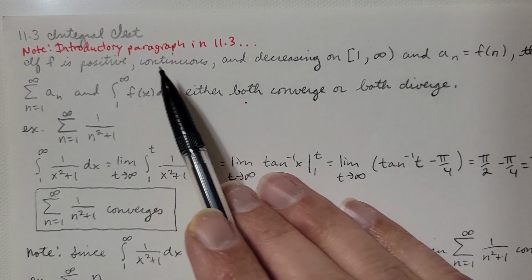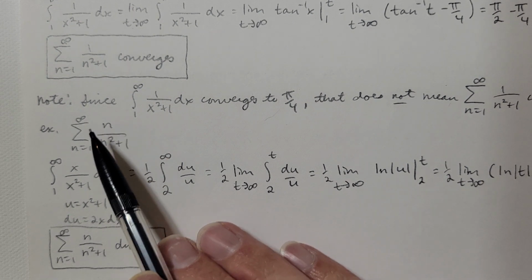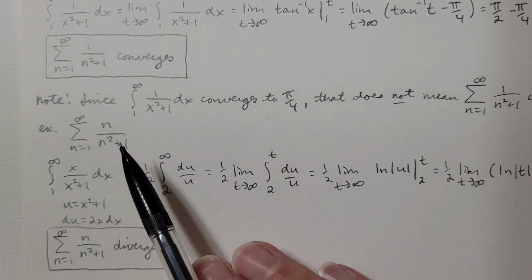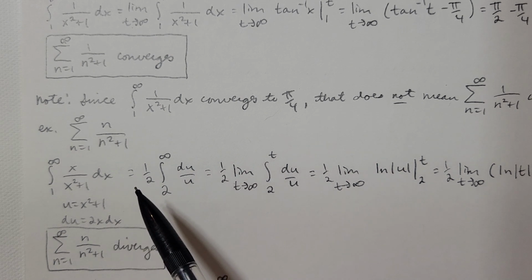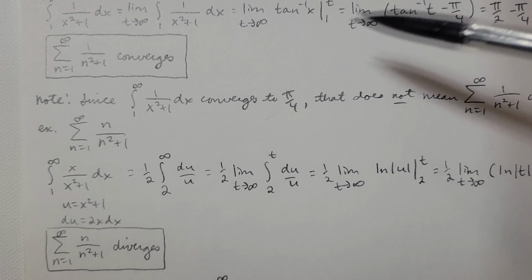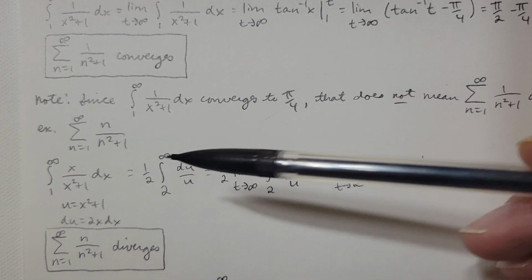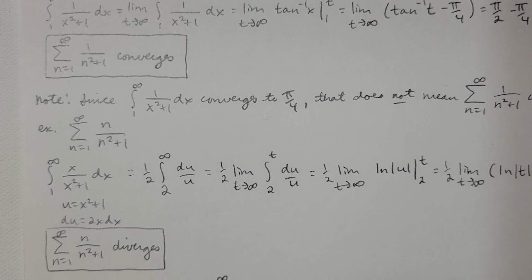So f is positive, continuous, and decreasing. I'm going to have a positive function here, x divided by x squared plus 1. That's positive for all values on the interval 1 to infinity. I'm going to be continuous everywhere, so I'll be continuous on the interval 1 to infinity.